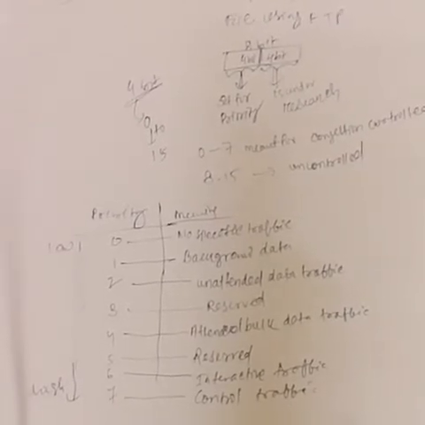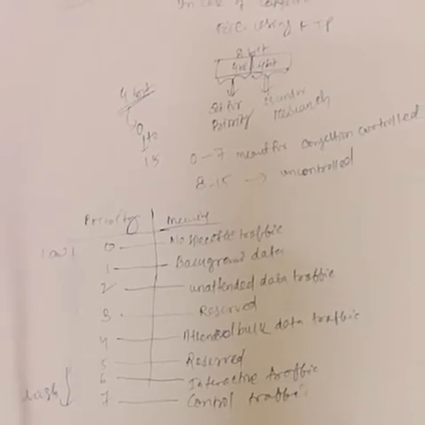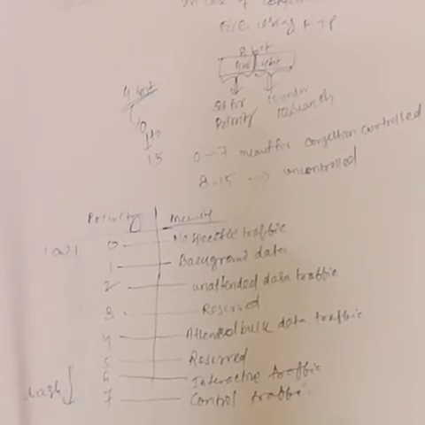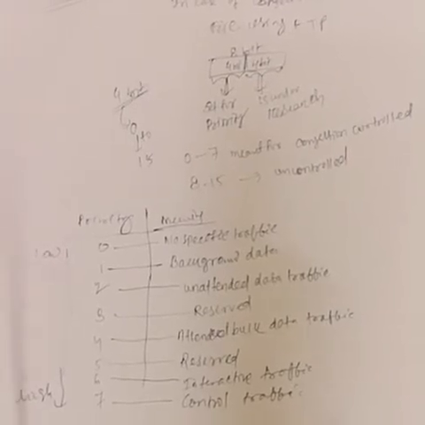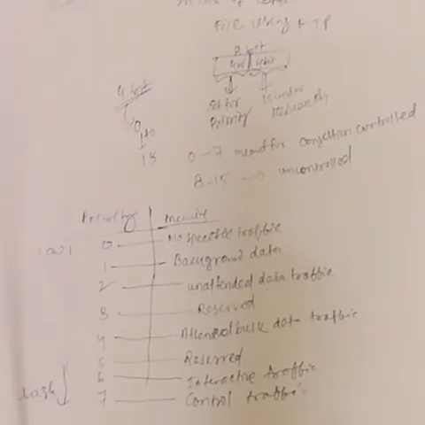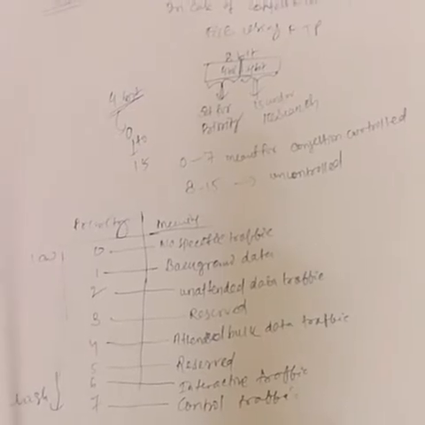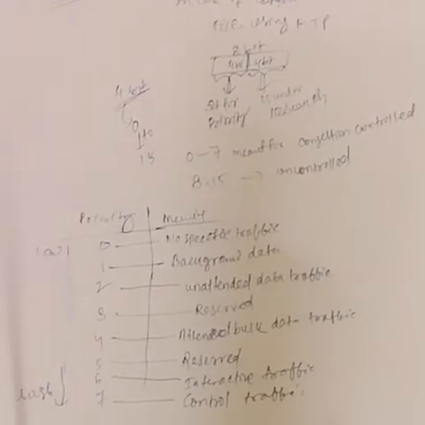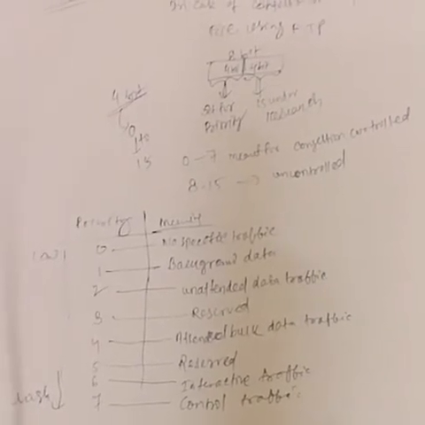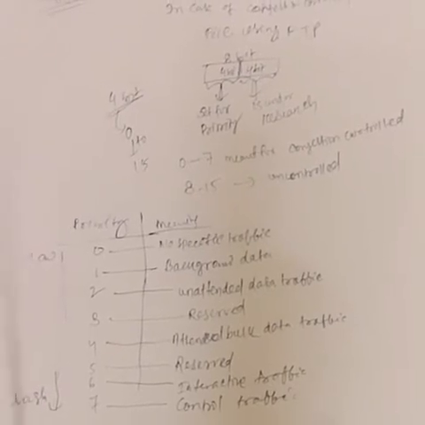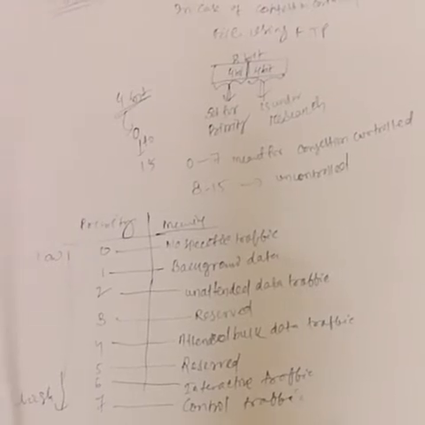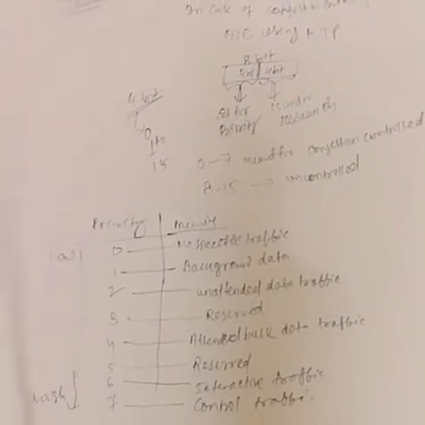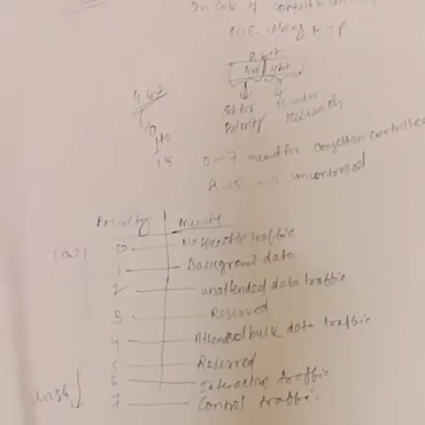Attended means someone is sitting with the system and wants the data. So in this case some user is waiting for data to arrive, so it has to be given higher priority over email. For example, FTP: downloading a file and waiting for the file. Right? Another example is HTTP traffic.